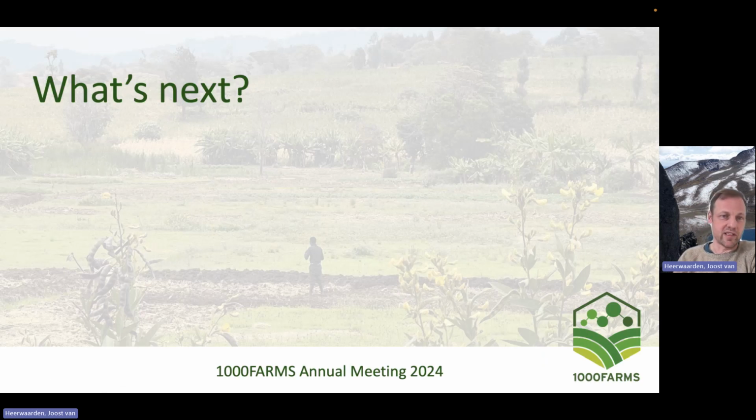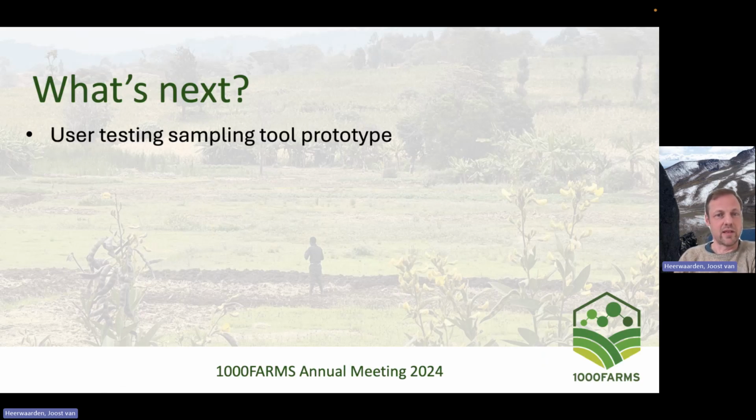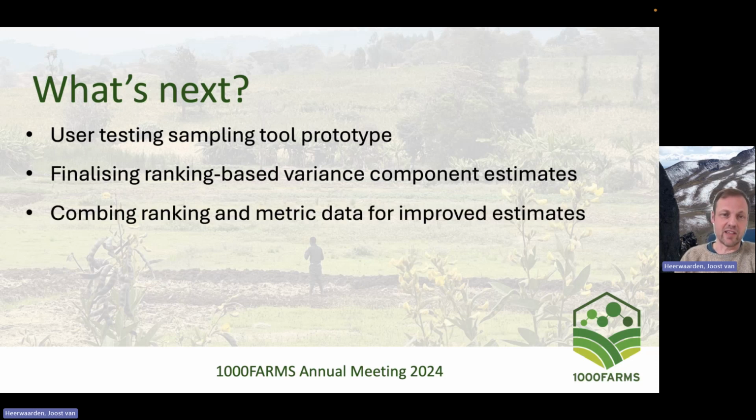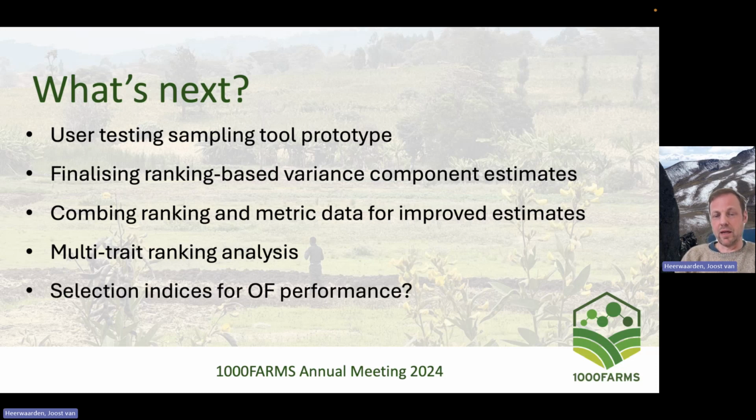So finally, what's next? Well, we'd like to start testing this prototype we've developed with you. We'd like to finalize and improve our variance component estimate methods using rankings, and combine ranking and metric data in improved ways to get more valuable information out of on-farm data. Develop methods for multi-trait ranking analysis, where we can learn more about how traits relate to each other. Develop selection indices on station for predicting on-farm performance, and anything else that you might want to suggest.